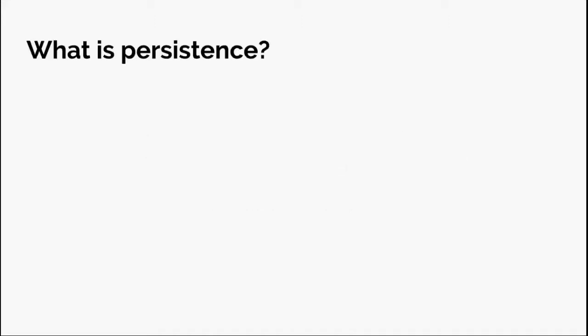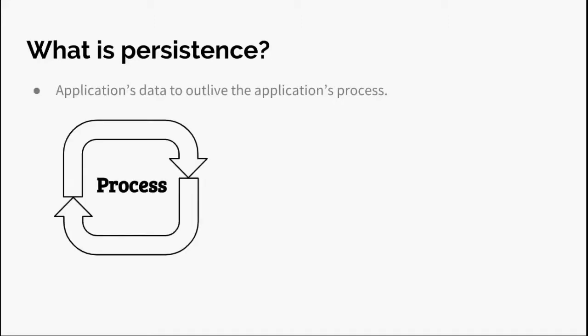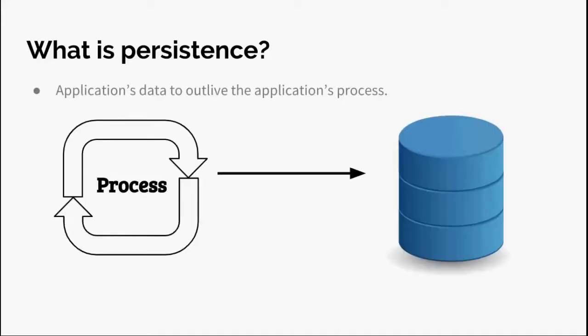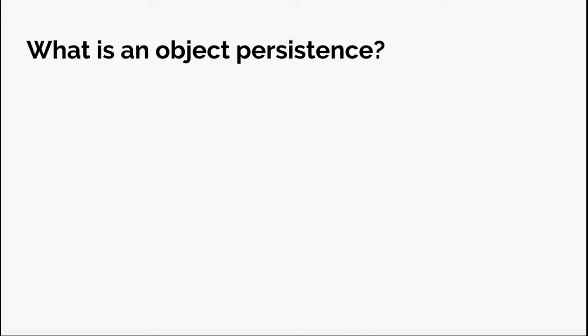Let's start with what is persistence. Persistence simply means that we would like our application's data to outlive the application process. It means when the process is going to be completed, we have to store data and then we can retrieve it later on. In object-oriented terms, what is object persistence? Object persistence means storing object state in memory for future references.